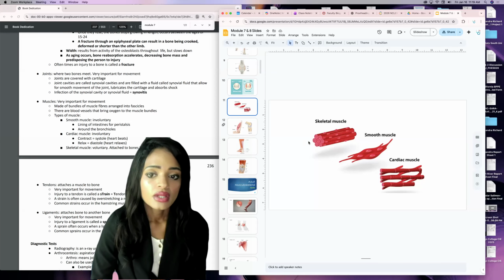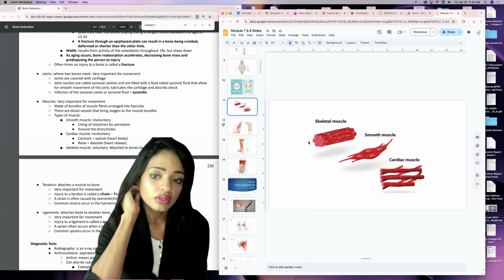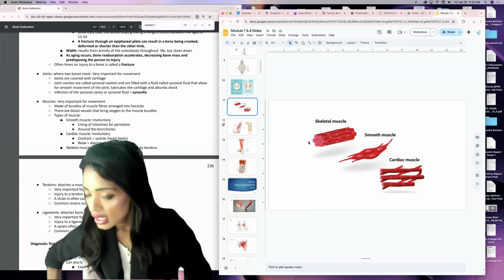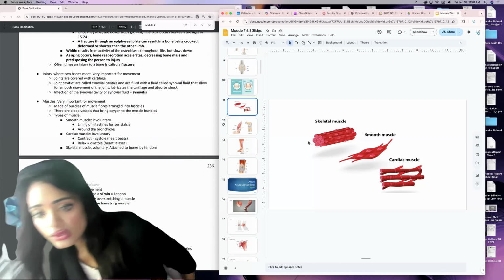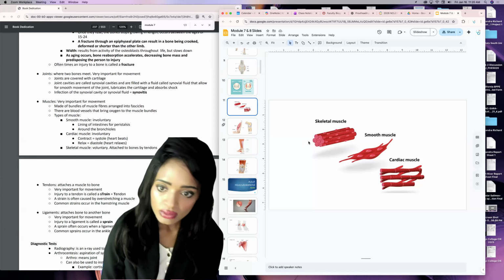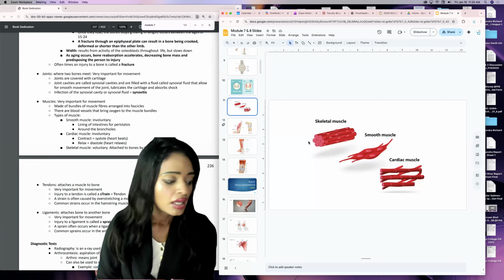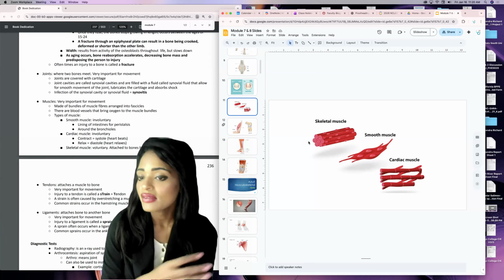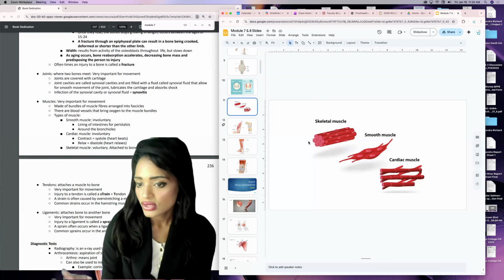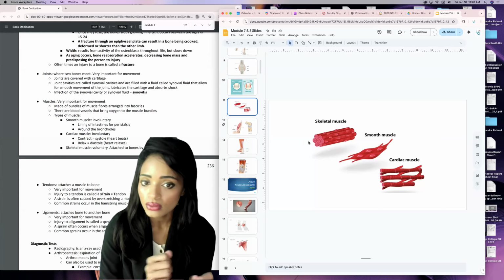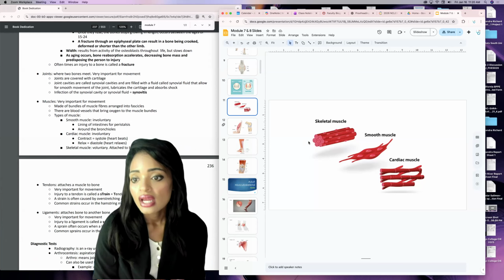Okay, so there's three types of muscle. You have skeletal muscle, smooth muscle, and cardiac muscle. So skeletal muscle, that's the only muscle that you can control. Thank God. Okay. Smooth muscle is everywhere in your body. I mean, it lines your intestines. That's what lines your bronchioles, for bronchial constriction, bronchodilation. So smooth muscle, thank God it's involuntary.